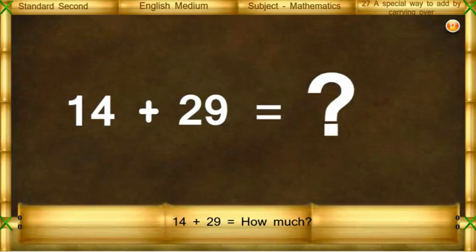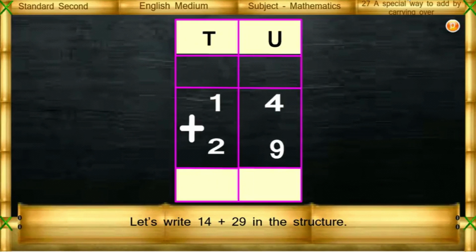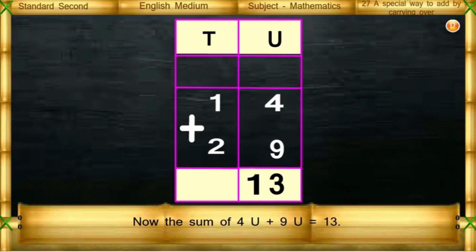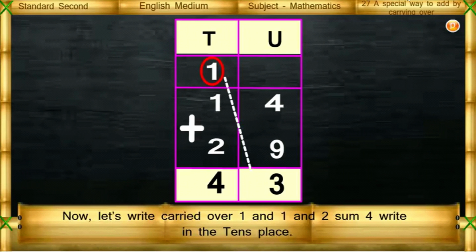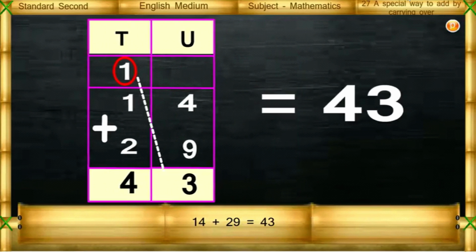14 plus 29 equals how much? Let's write 14 plus 29 in the structure. Now, the sum of 4 units plus 9 units equals 13. Write 3 in the unit place and write the 1 carried over in the tens place. Now let's add the carried over 1 and 2, the sum is 4. Write it in the tens place. 14 plus 29 equals 43.